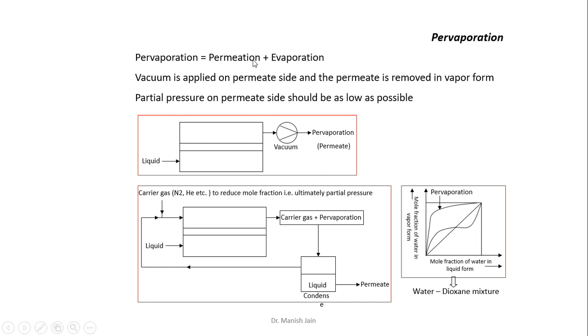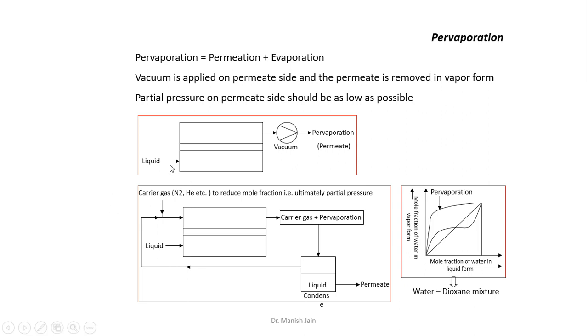So pervaporation is the combination of two processes, permeation and evaporation. In this process, we combine the membrane based permeation process with the evaporation. This is a specific type of membrane based process where the phase change occurs during the separation.